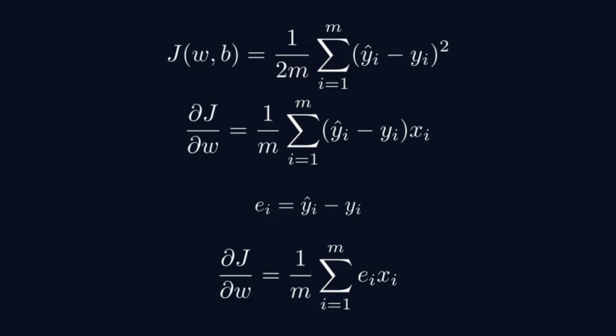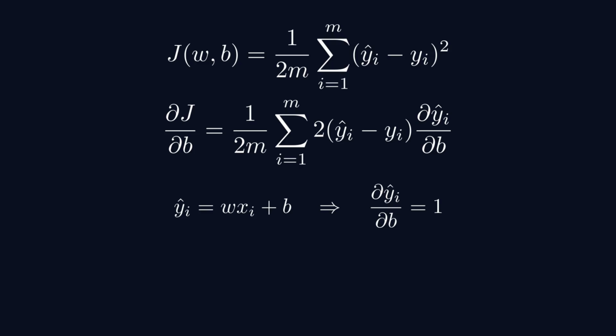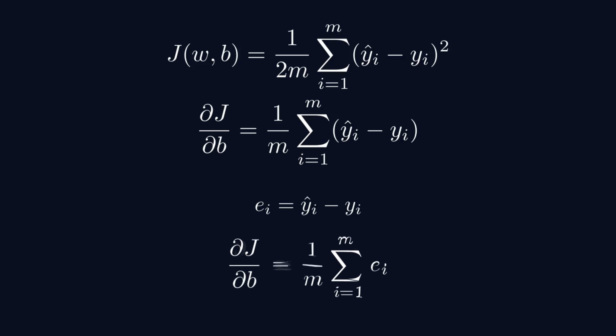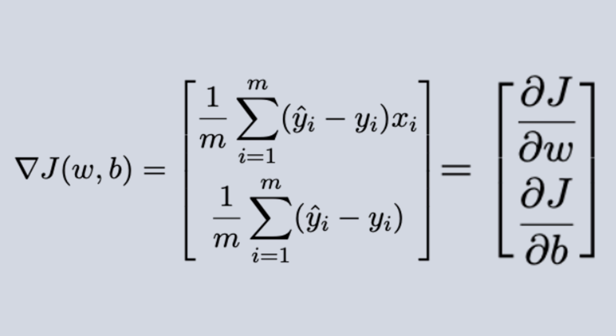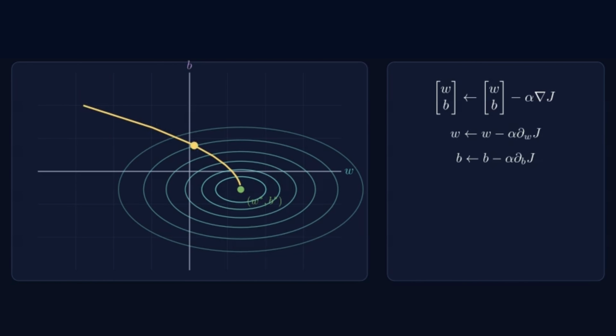And then for the derivative of J in terms of b, we have 1 over m times the sum of the errors. So b's derivative does not multiply by x. The intercept is a constant added to every prediction, so x doesn't show up. So this is the entire algorithm. Now let's get to coding.